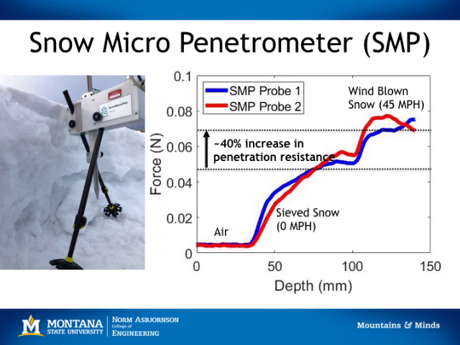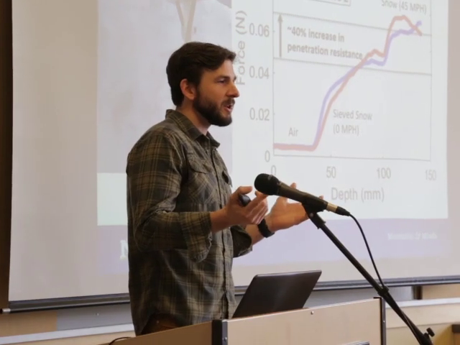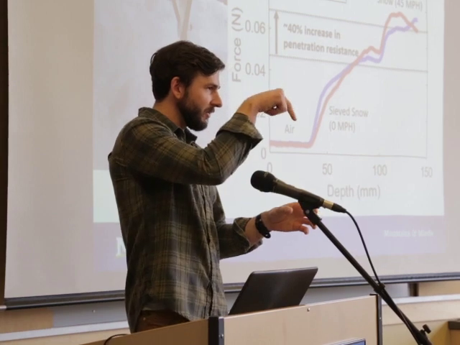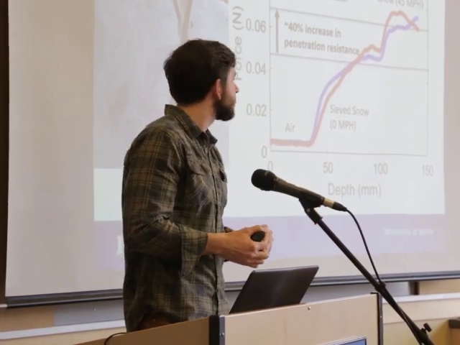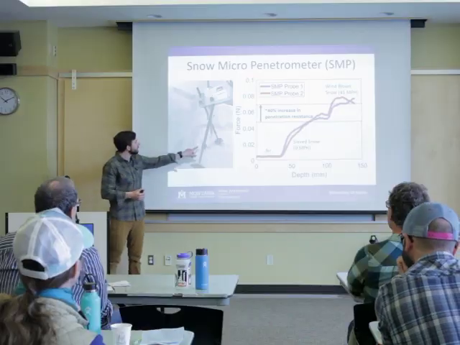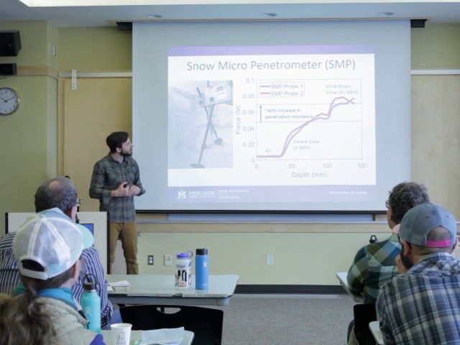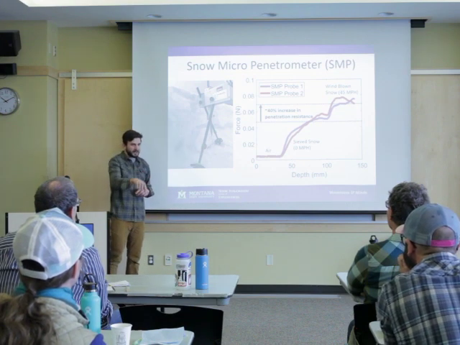Another tool that we have in the lab that I use to characterize these snow layers is the snow micropen. Essentially, if you guys are familiar with it, it's just a probe that measures penetration resistance. So this is what it looks like, and that's the probe tip. And this is just 2 probes into the same sample.